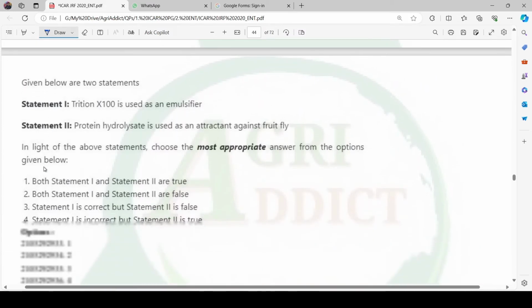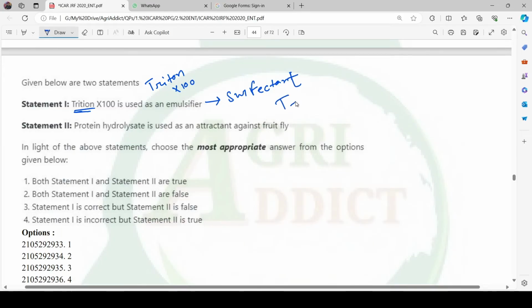Next, question number 74. It is Triton, it should not be Trition. It is a printing mistake in the question. Statement 1: Triton X100 is used as an emulsifier. No, it is not an emulsifier. It is mainly a surfactant. In the entomology refresher book, it is directly written that it is a surfactant along with T-Pol, Queen 85, etc. So it is false.